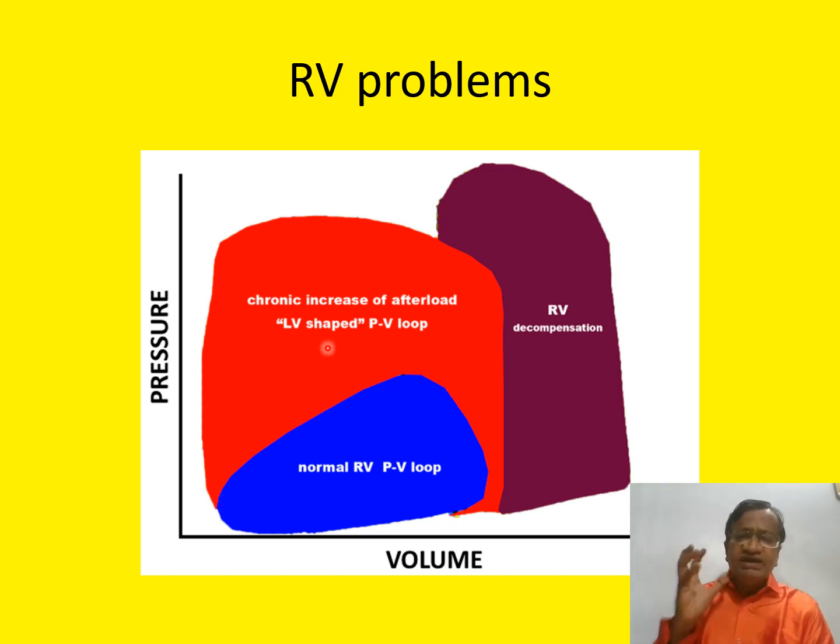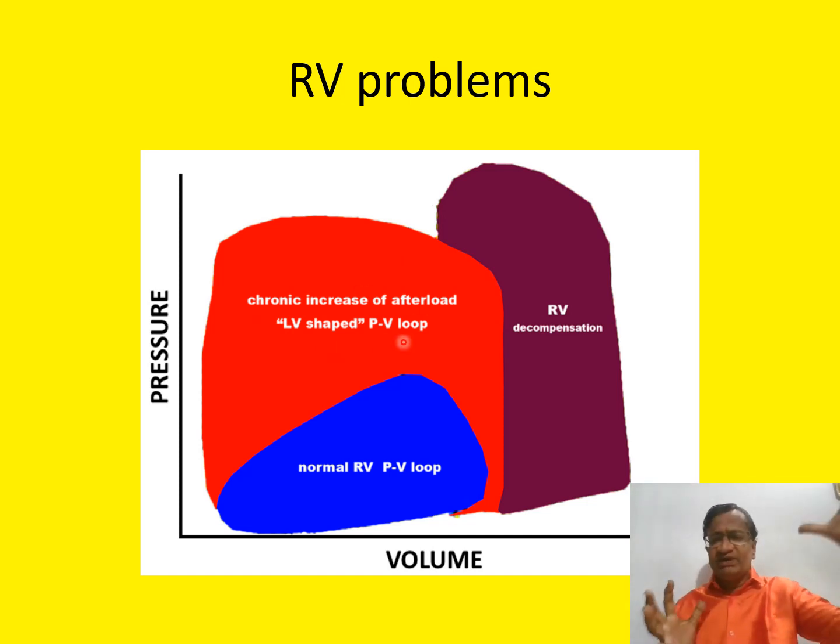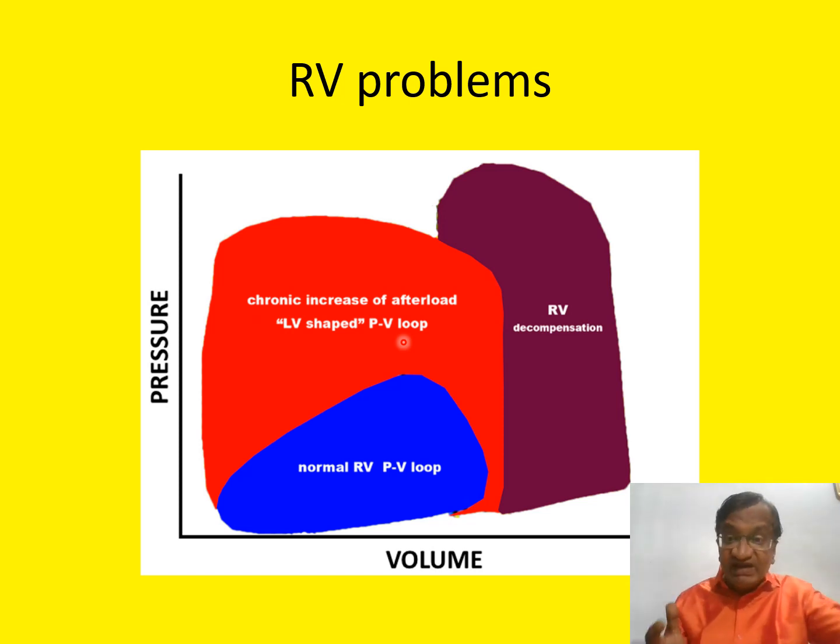See, when there is a chronic increase of afterload, for example severe pulmonary hypertension, the RV cannot contract. Pulmonary hypertension is there. The afterload of the RV is increased, so it will look like an LV. The PV loop looks like an LV in an RV. So if it is going to be decompensation, it may be due to different reasons. It may be a contractile dysfunction, or it may be a regurgitant lesion. Whatever it is, with decompensation the RV pressure volume loop is pushed here to the right.